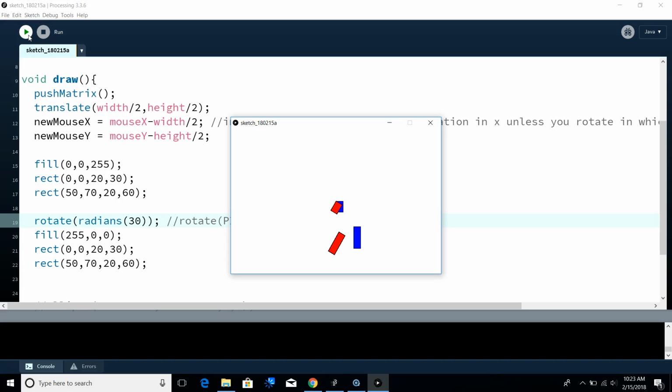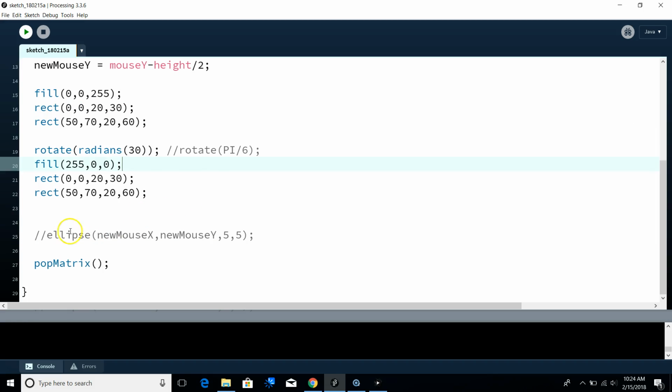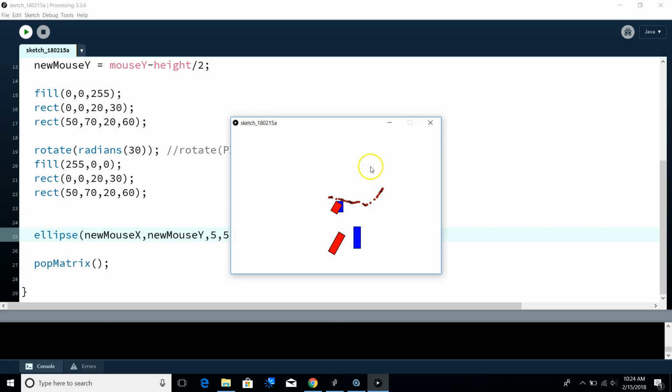Okay, and again, this isn't rotating the shapes, right? It's rotating the entire coordinate system. So now, in this guy, the x-axis is this way, and the y-axis is this way. Right? Which means if I try to turn my follower on, yes. It's like leading. You guys see that? It's leading my mouse by 30 degrees.